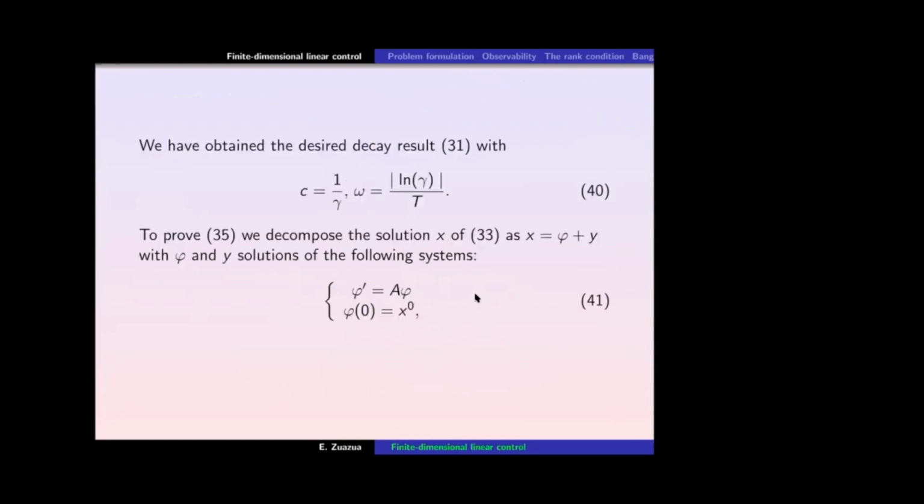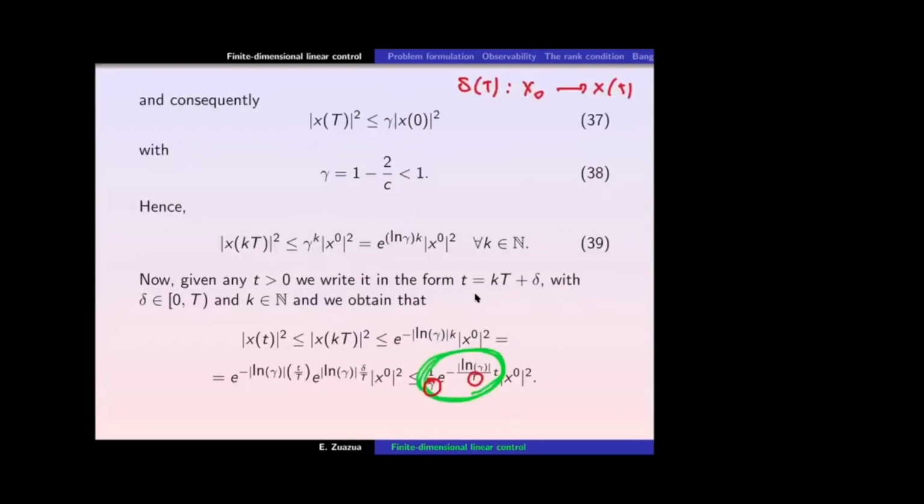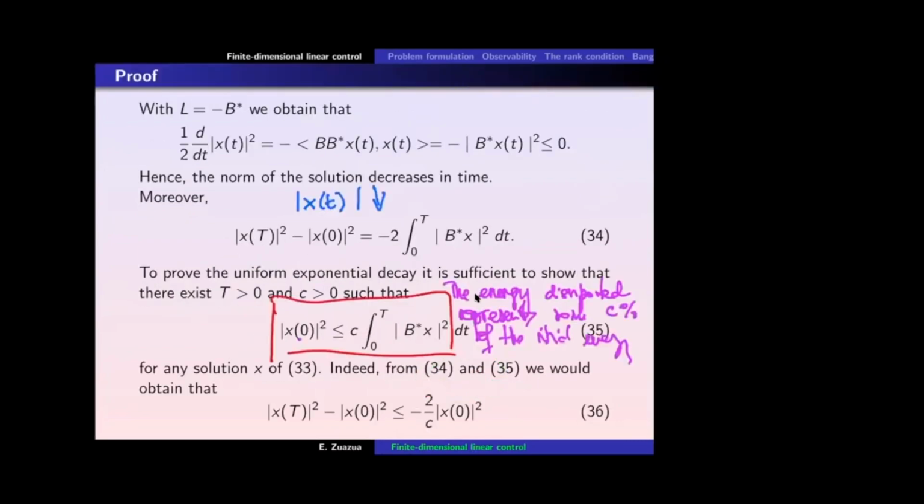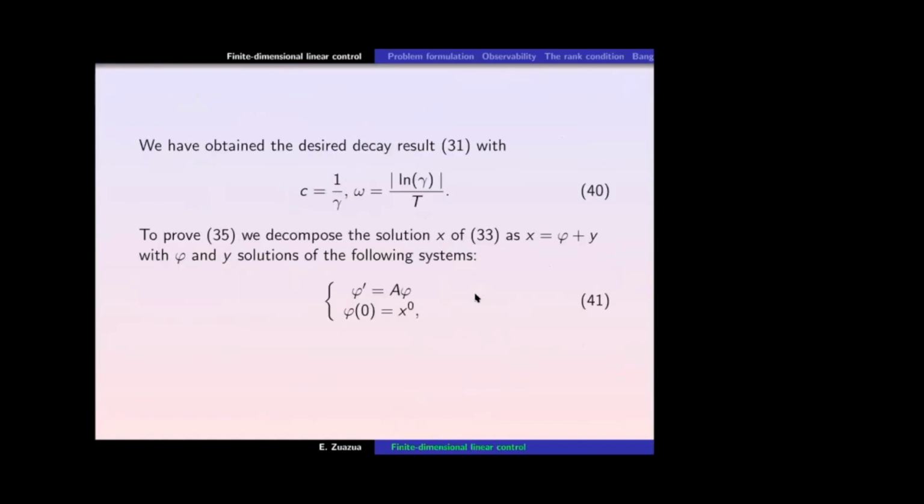So you see that not only can I guarantee that when this inequality is true, I have the exponential decay, but actually out of the value of capital T and C, I can immediately tell you how fast the exponential decay will be, right?